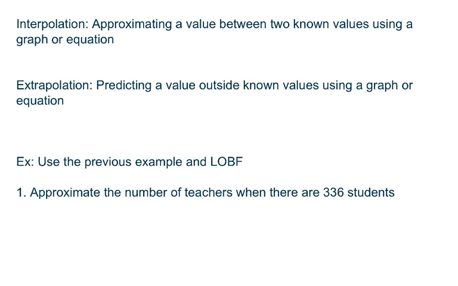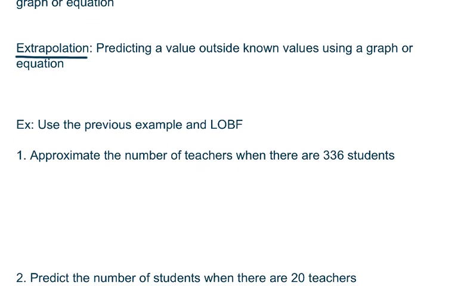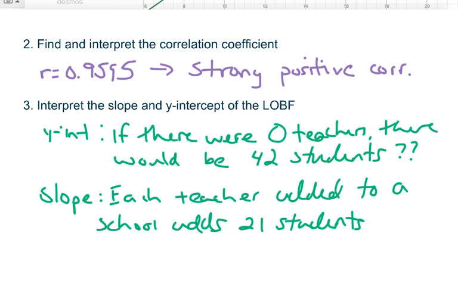Got a couple more vocabulary terms here for you. Interpolation, extrapolation. These are just fancy ways of saying using a line of best fit and making an approximation or estimation of what's going to happen between two values that we know. Okay, so we're going to go back to that last example here. Use the previous example in line of best fit. Approximate the number of teachers when there are 336 students. Well, it didn't give us 336 students, but 336 students would fall somewhere in here.